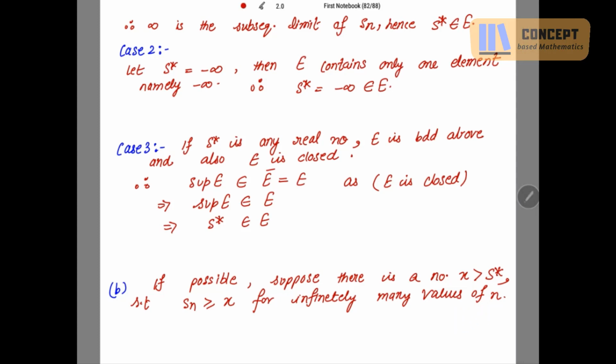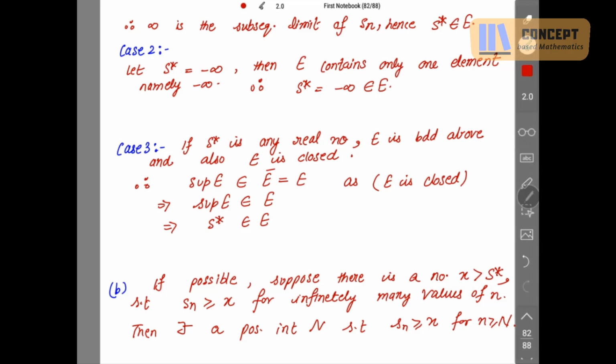Fine. Okay. So then there exists a positive integer n such that Sn is greater than or equal to X for n greater than or equal to n, because it is taken to hold for infinitely many values of n. So now we have the sequence Sn which is greater than or equal to X. So now talk about its subsequence.